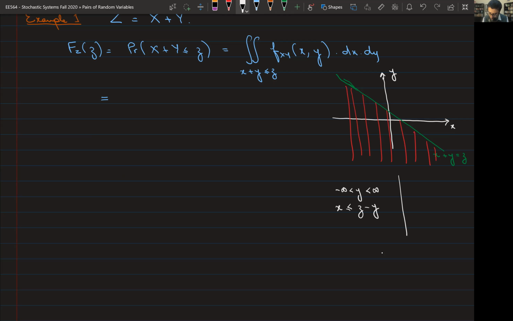Either this, or you could say, okay, minus infinity is less than x is less than infinity, and y must be less than or equal to क्या होगा? Z minus x. Right? Is that clear?